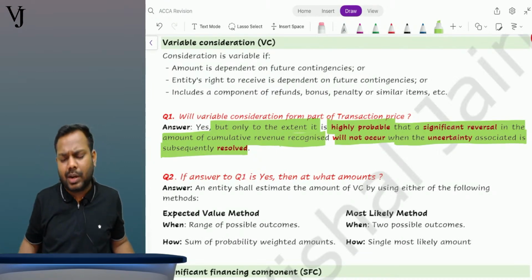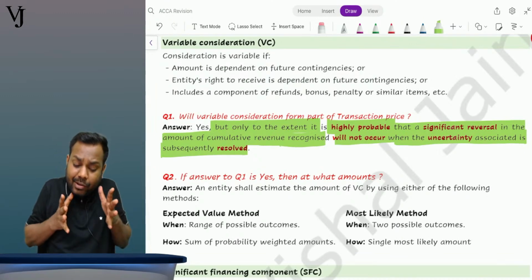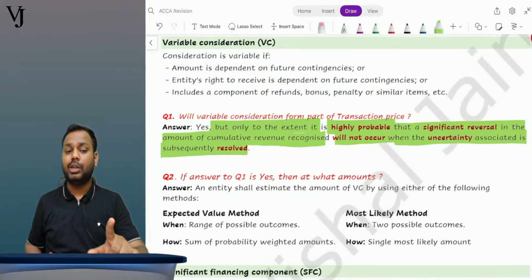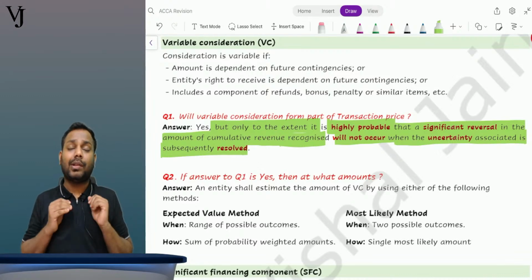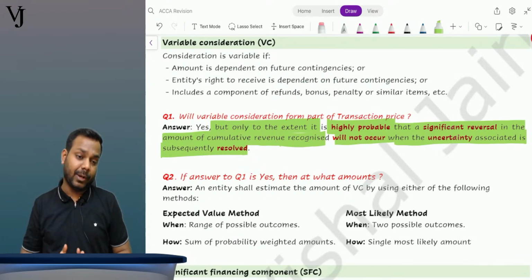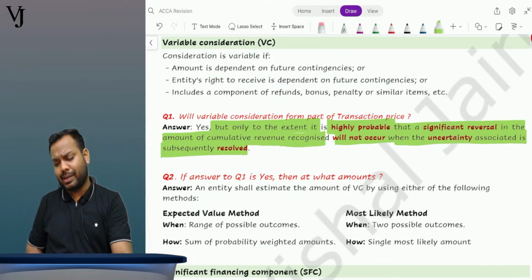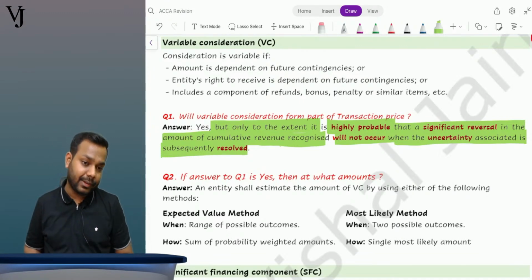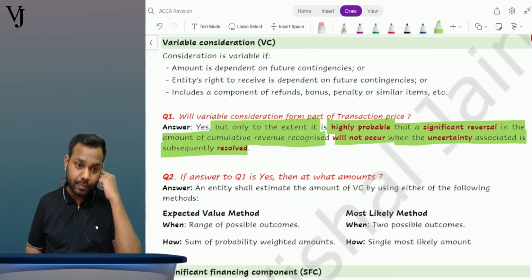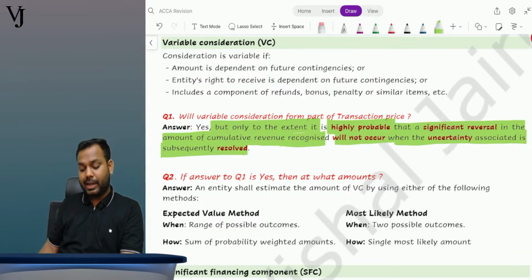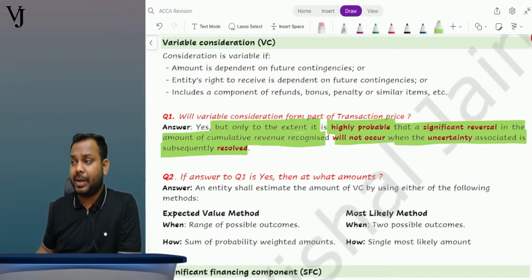That is possible. But based on current estimates, you will not reverse. You are certain that we will not be required to reverse in the future. That's what it says. Yes, you can recognize. Is it clear, everyone? The meaning of variable consideration, and will it be included in the transaction price or not?